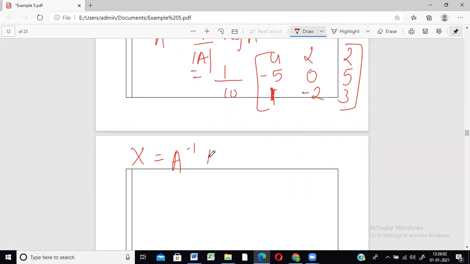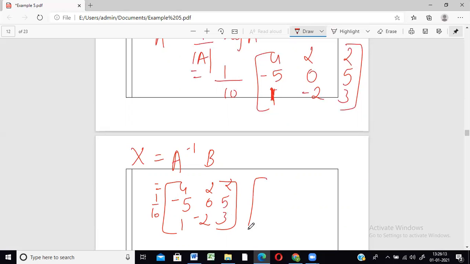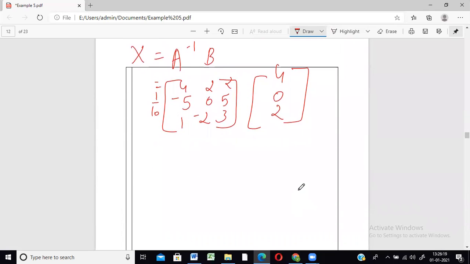Because we wanted to find out the values of x. So A inverse is 1 by 10 into 4 minus 5, 1, 2, 0 minus 2, 2, 5 and 3. B is the constants. Those were 4, 0 and 2 according to the question. So we're just going to multiply these two. So what will we get? This is like 3 cross 3. This is 1, 2, 3. 3 rows and 1 column. So these two are equal, so we can multiply and the resultant will be of order 3 cross 1.